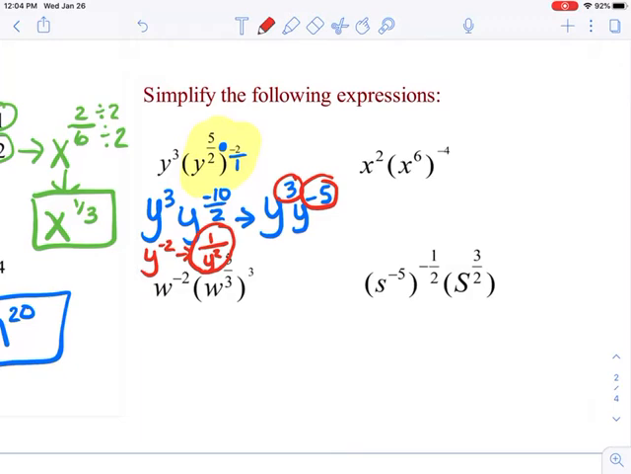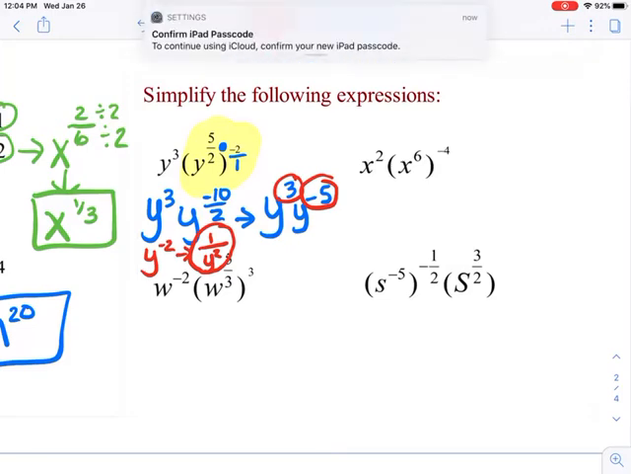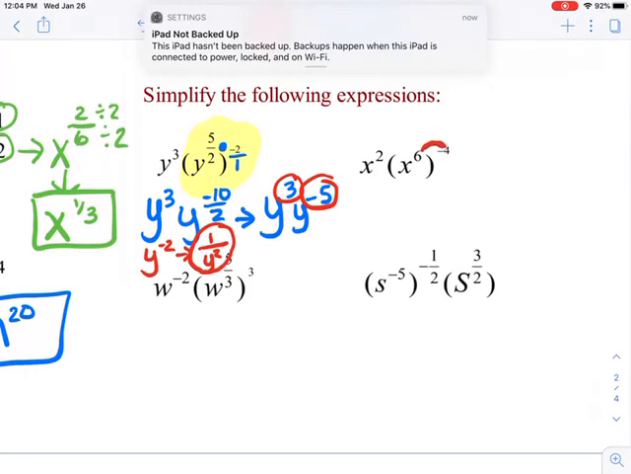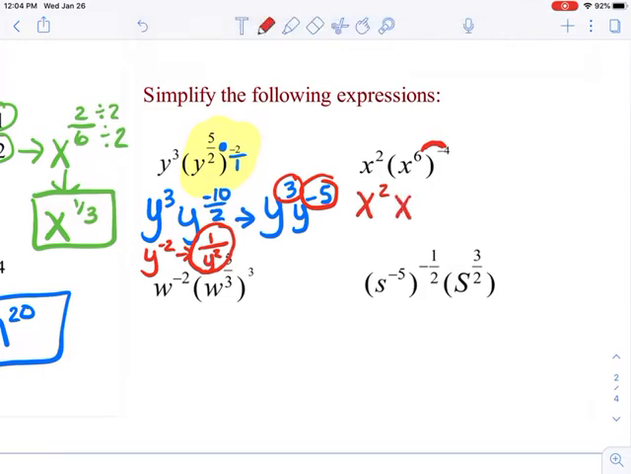So let's look at the next one. I got x squared times x to the 6th raised to the negative 4th power. Again, we just said we have to do power to power stuff first. So power to power, I have to multiply those, so that x squared stays as is, but x to the 6th raised to the negative 4th power would be x to the negative 24th power. 6 times negative 4 is negative 24.